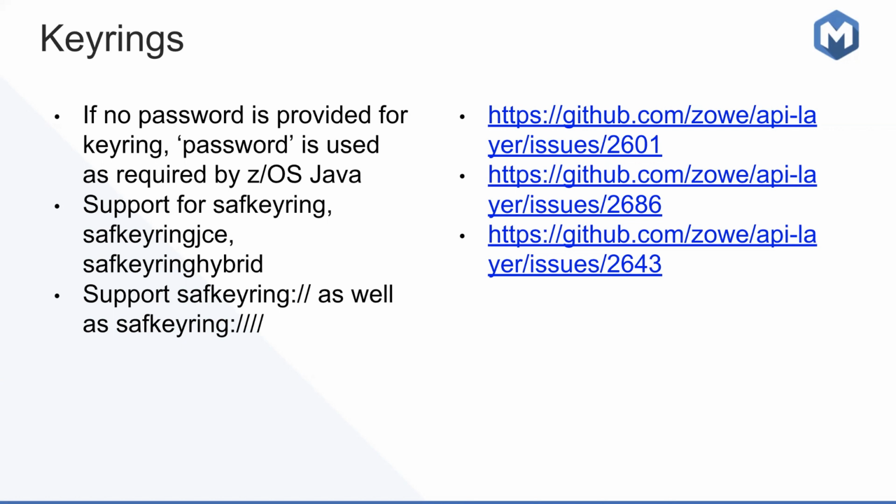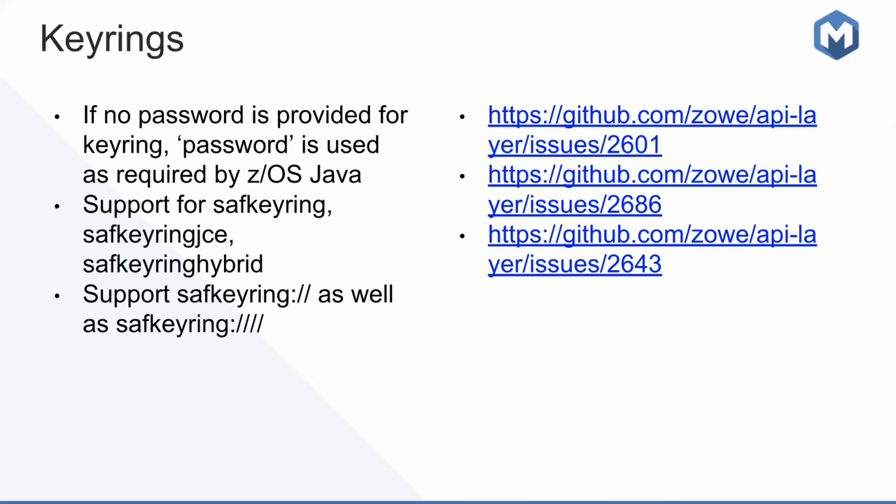We also now support 2 slashes as well as 4 slashes when using the name of safkeyring, again in the API mediation layer. The reason why we used to have 4 slashes was because of Apache Tomcat that expected this format. And as a simplification for people using keyring and certain z/OS Java versions, we now provide the z/OS with the password, even if no password is provided, because that's what the z/OS Java actually expects. And if we don't provide it, it just won't work in certain versions.